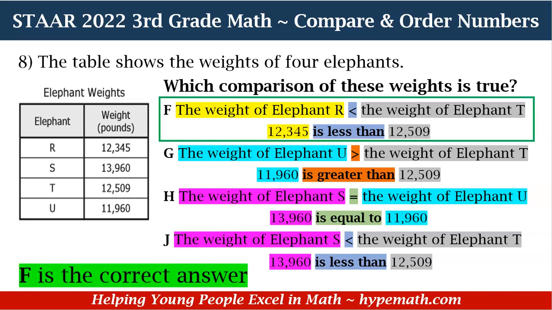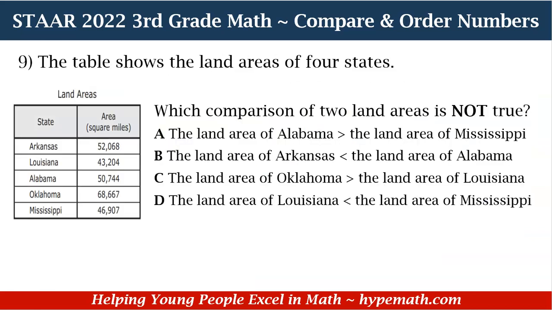If you said F, you are absolutely correct. The weight of elephant R is less than the weight of elephant T. Why? Because 12,345 is less than 12,509. Good job. Let's move to question number 9.